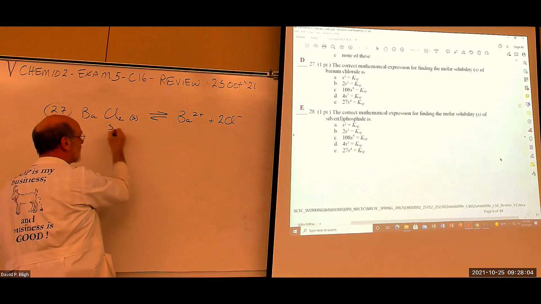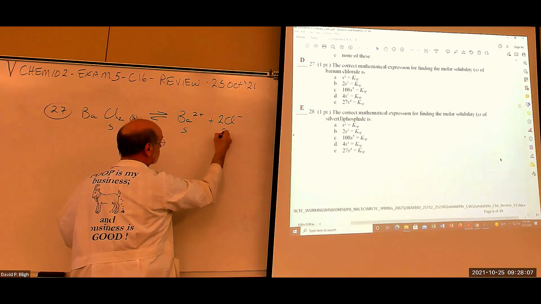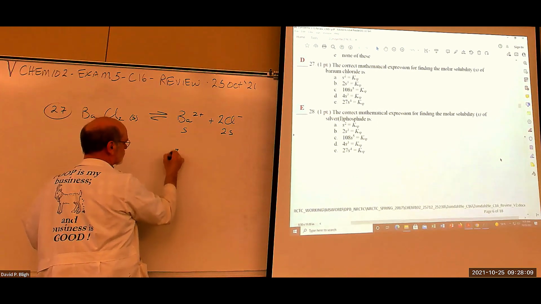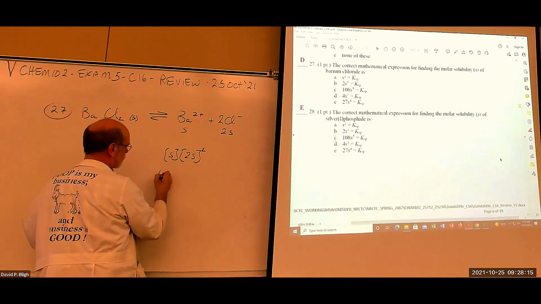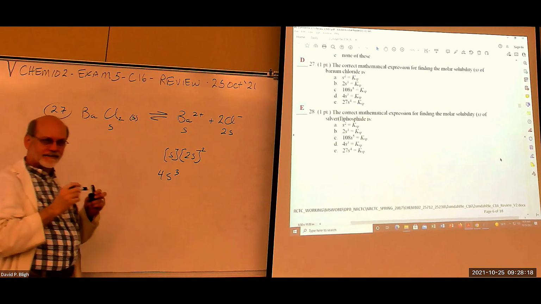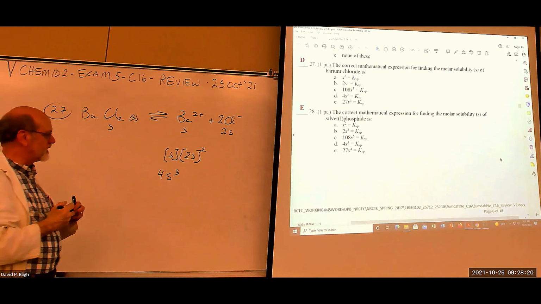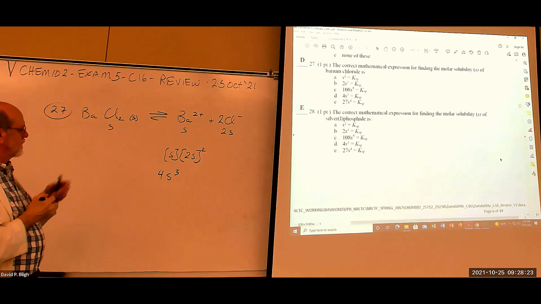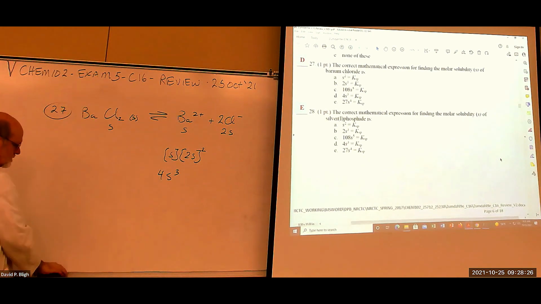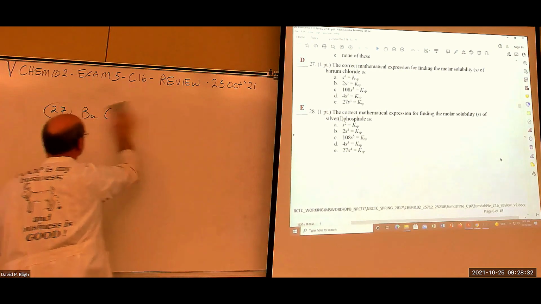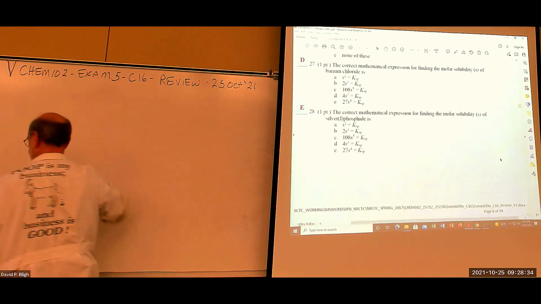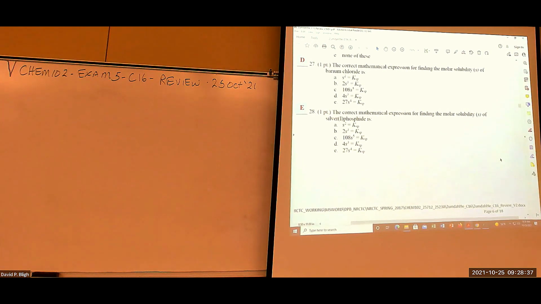Okay. So if this is S, that's S, and this is 2S. So it would be S times 2S squared, which would be 4S cubed. Right. That would be the KSP for this one. Although I still think barium chloride is completely soluble. I have to check. Then I don't think I had that solubility chart.